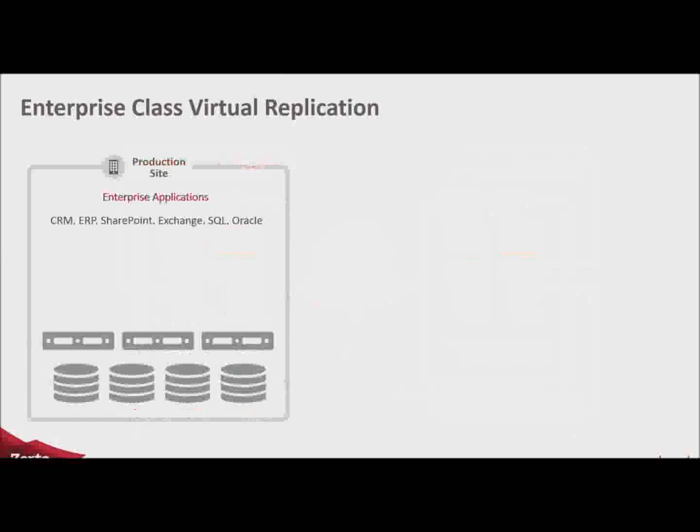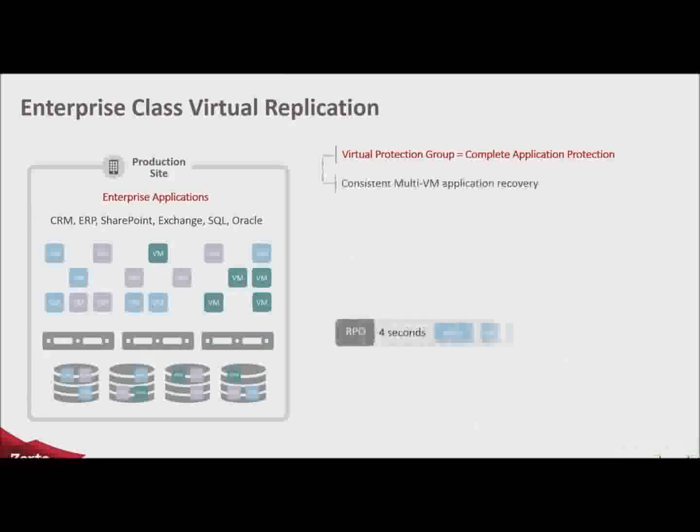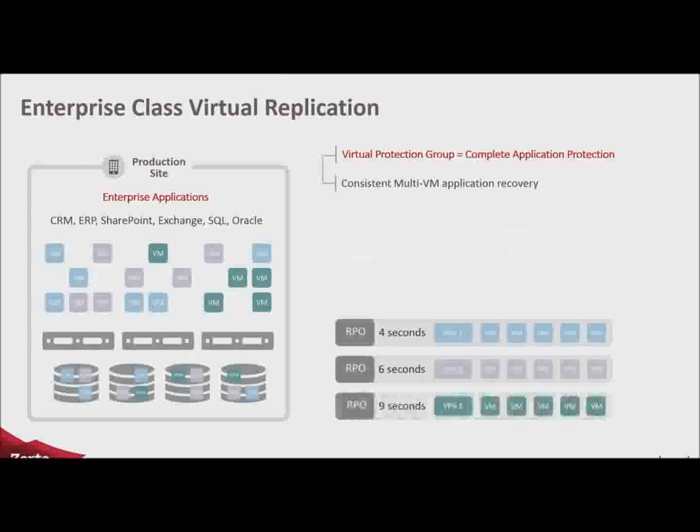So in Zerto, we see our customers protecting enterprise applications such as CRM, ERP, SharePoint systems, and these are typically made up of multiple virtual machines with many virtual disks across different hosts and different storage. And in this example here, I have 3 applications, each consisting of 5 virtual protection groups, each consisting of 5 virtual machines. And in Zerto, we have the concept of a virtual protection group, which gives you complete application protection because you can simply add all of the VMs that form that application into a virtual protection group, and it gives you consistent multi-VM application recovery. We maintain the write order fidelity of these virtual machines, and we allow you to recover the entire application from just a few seconds ago in the past.